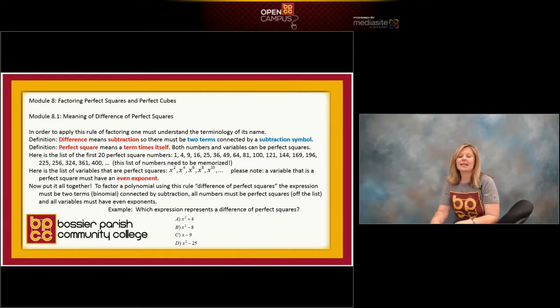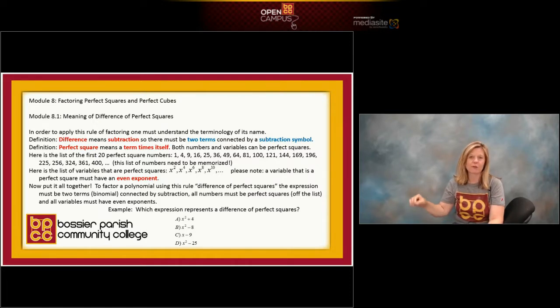Cross it out. Is x squared minus 8 a difference of perfect squares? Well, it has the difference, the subtraction sign, but are both your terms perfect squares? Well, x squared is a perfect square. It has an even exponent, but 8 is not a perfect square. You cannot multiply the same number to make 8. So that doesn't fit today's rule. Cross that expression out.